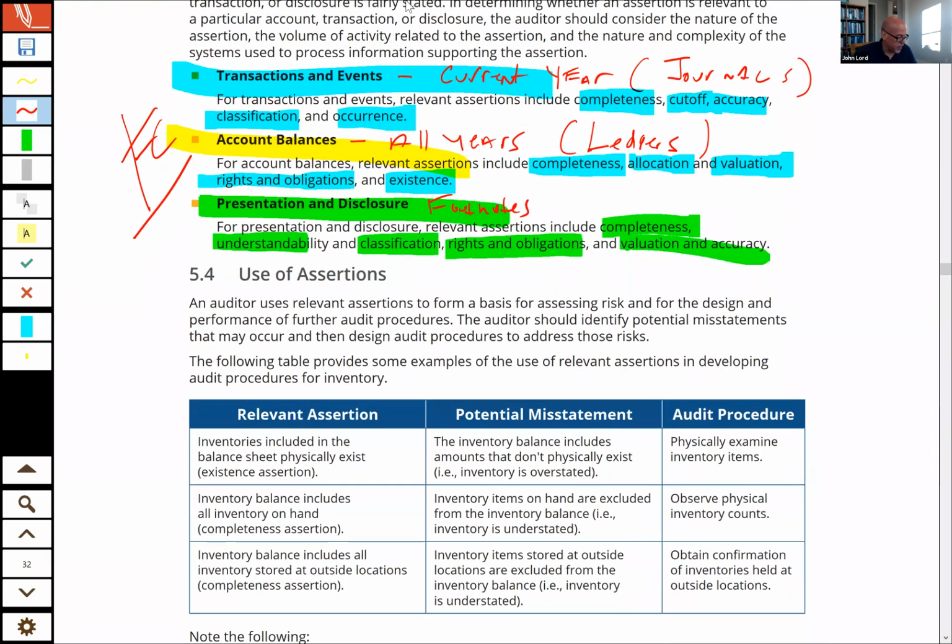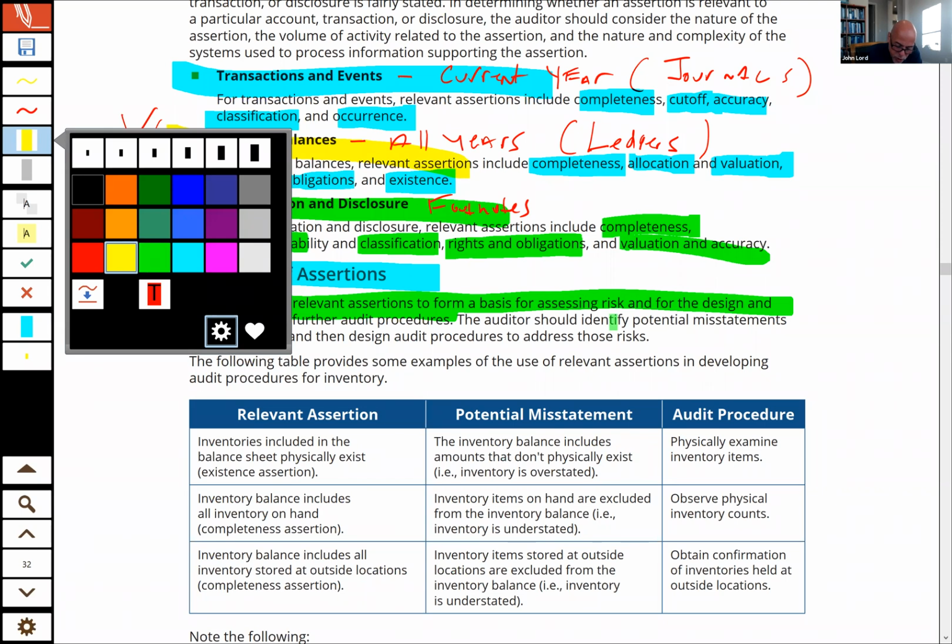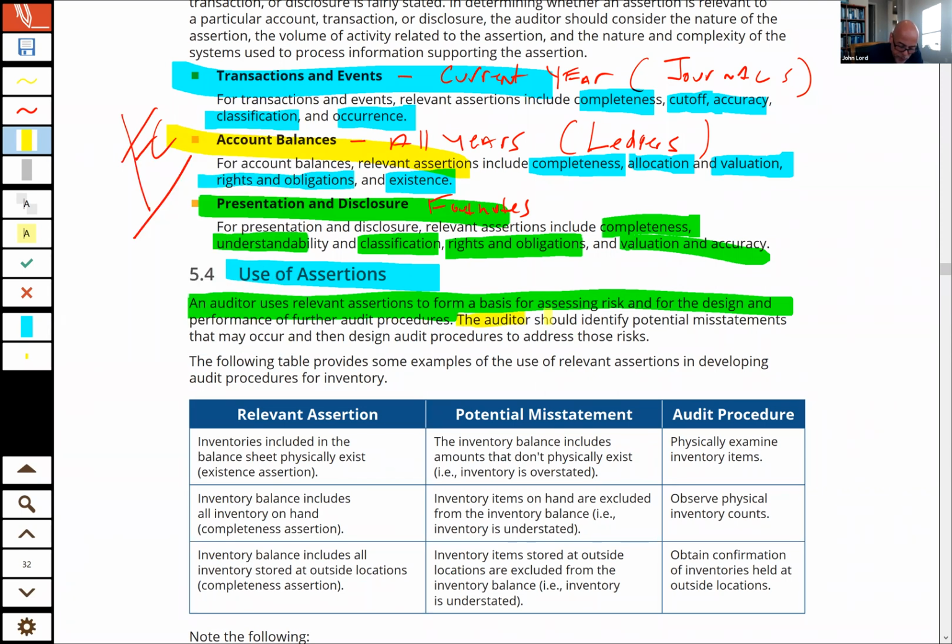Okay, so let's look at that. Let's come down and look at use of assertions. Okay, and this is the key thing. It's not just knowing the assertions, it's knowing how to audit them. So an auditor uses assertions to determine the audit procedures that you need to perform. And what the auditor thinks about is this notion of potential misstatement. The auditor thinks about potential misstatement, looks for controls that will prevent or detect that potential misstatement, and then designs the audit procedure around that.